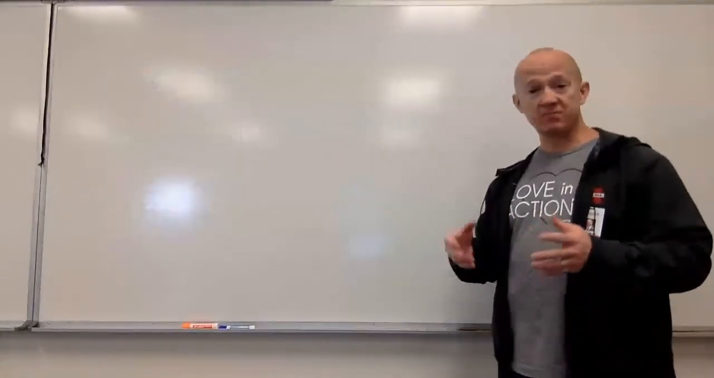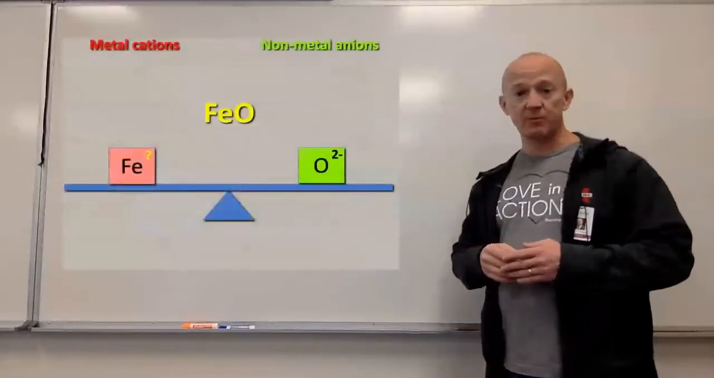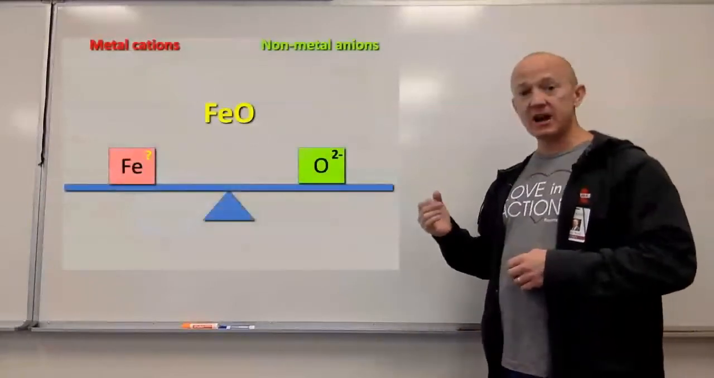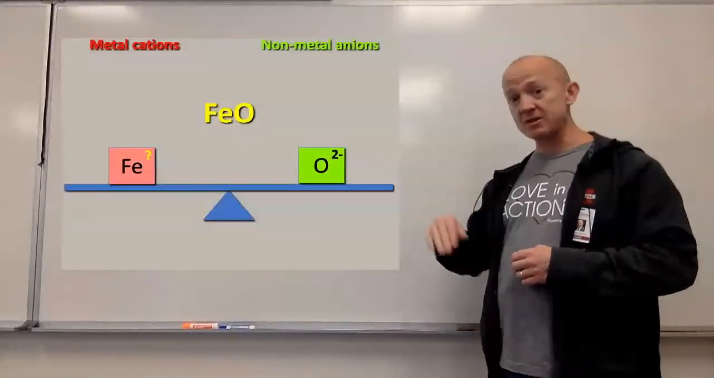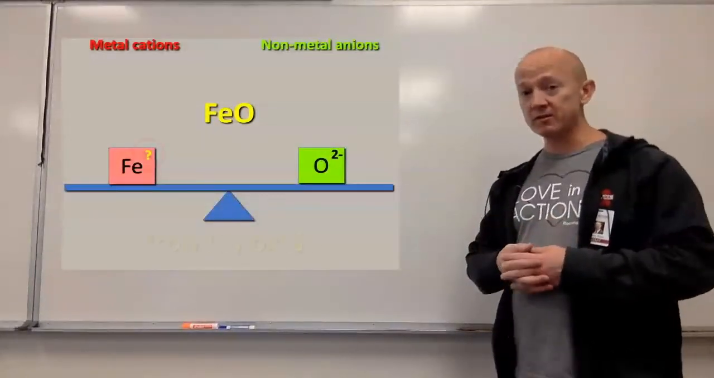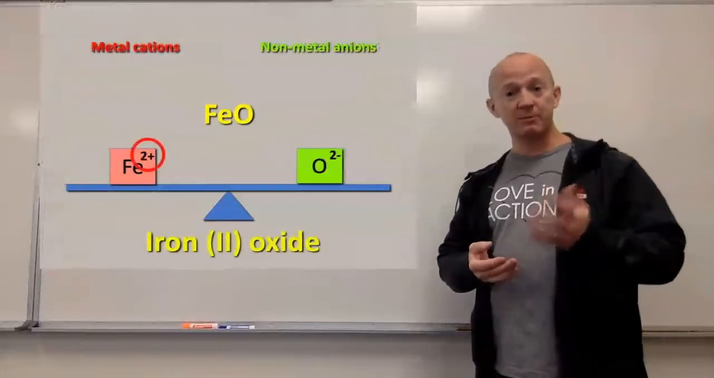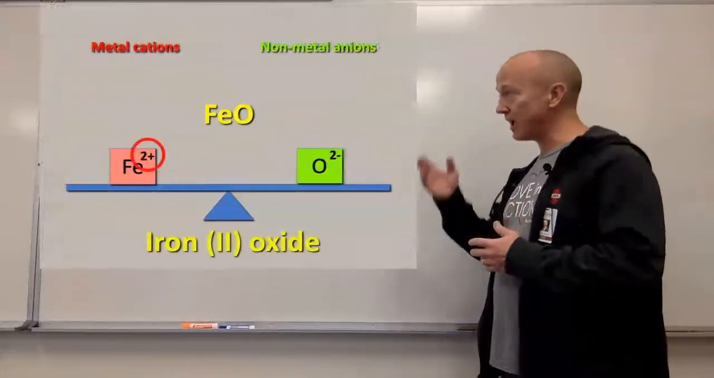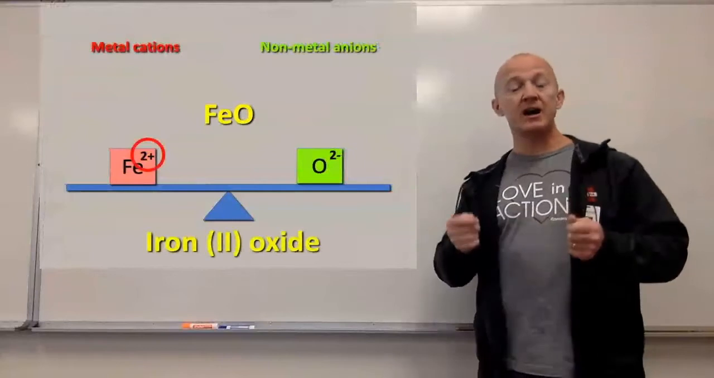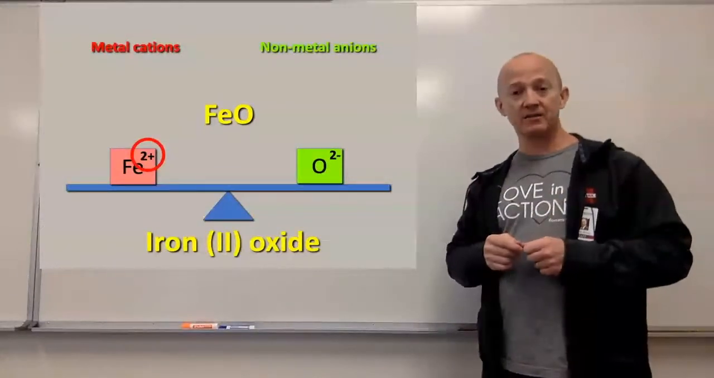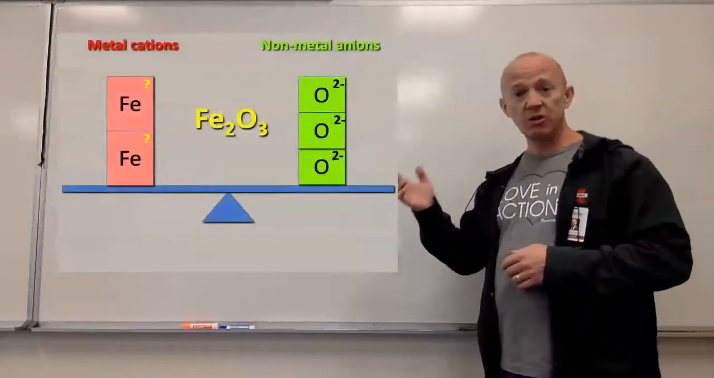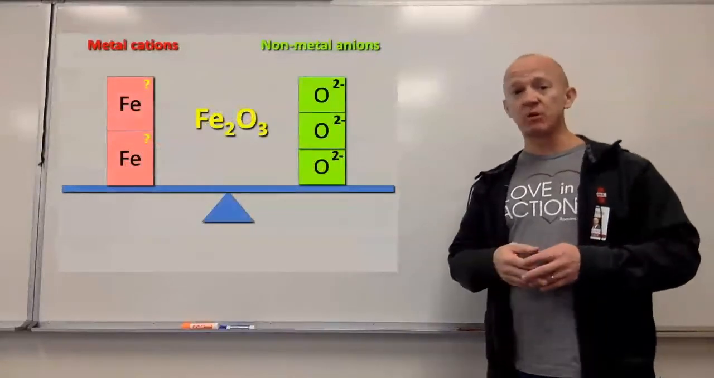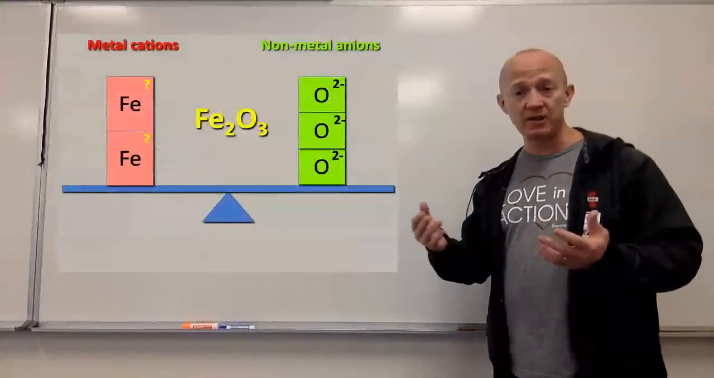Remember the balance, the teeter-totter? For this first example, FeO, if oxide is a -2 charge, and in order for that teeter-totter to remain balanced, iron must have what charge on it? Right, a +2. So therefore, FeO is iron 2 oxide, because iron has a +2 charge. What about Fe2O3? How do we determine what the oxidation number is of iron in that case?